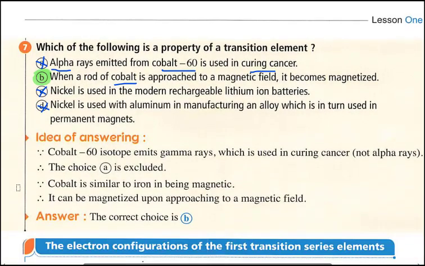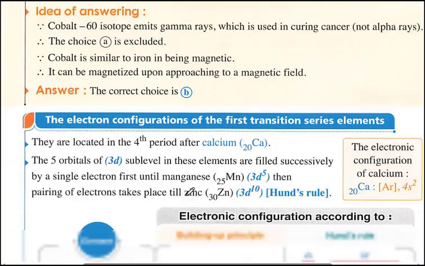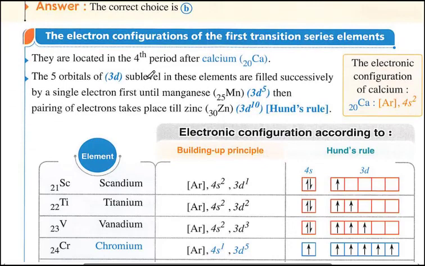Let's see if there is another example. Okay, at this moment we'll finish our session. In the next session, God willing, we'll speak about the electron configuration of the first transition series elements. Thank you for now. Thanks.